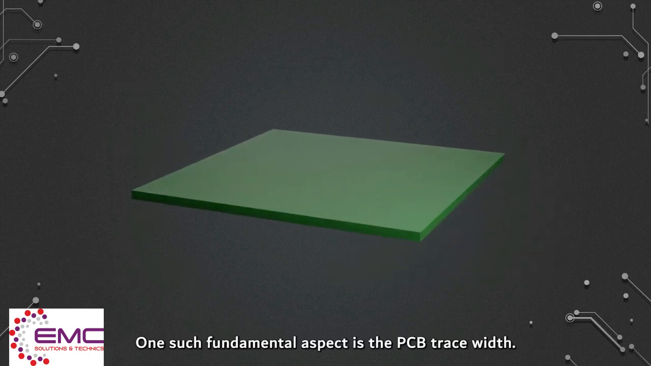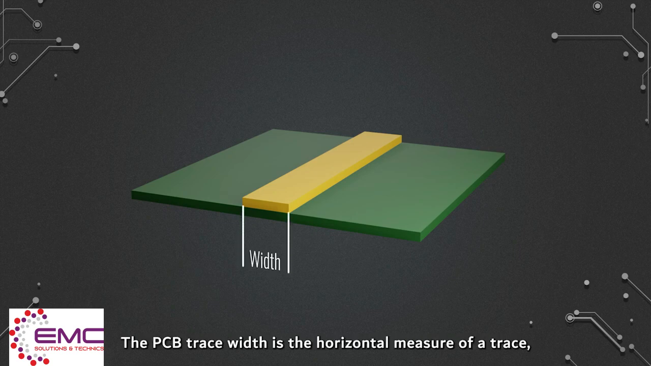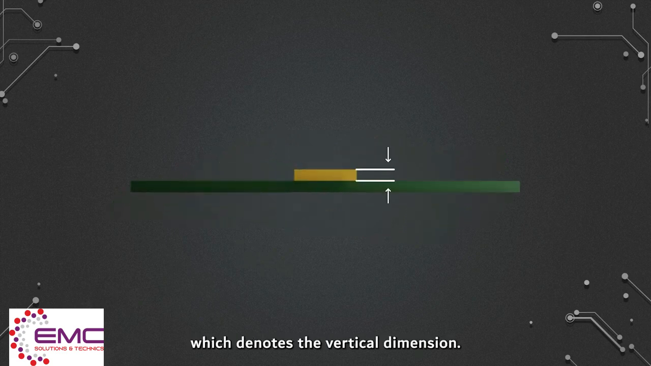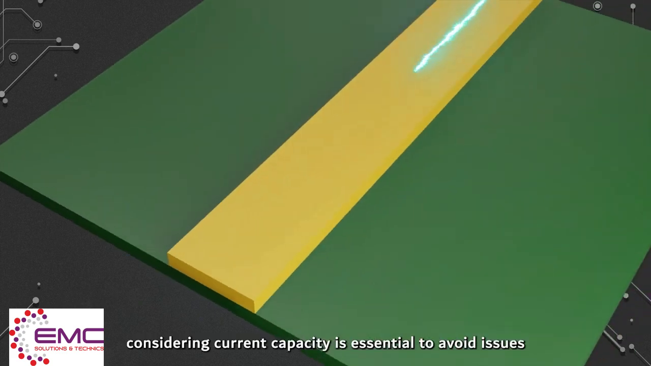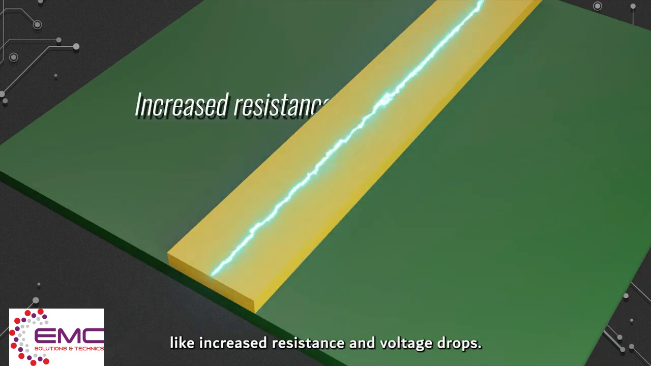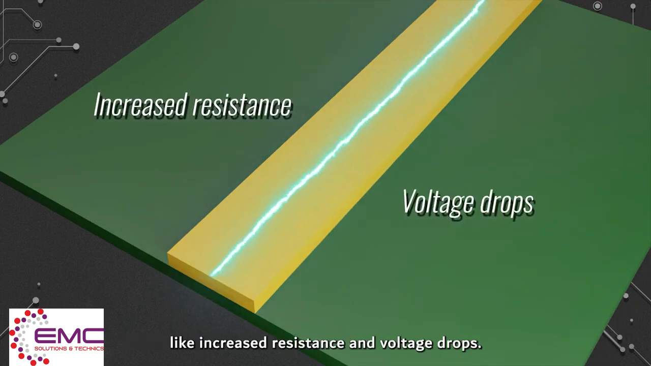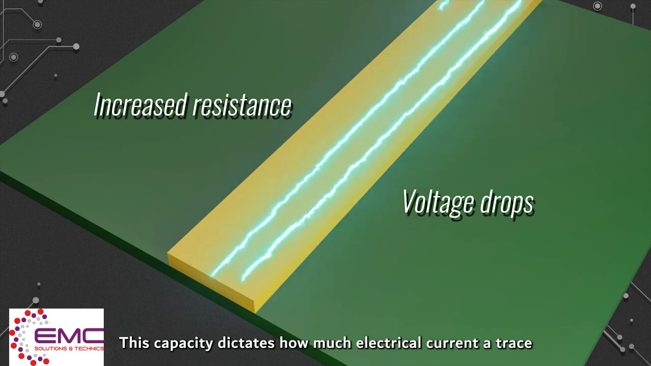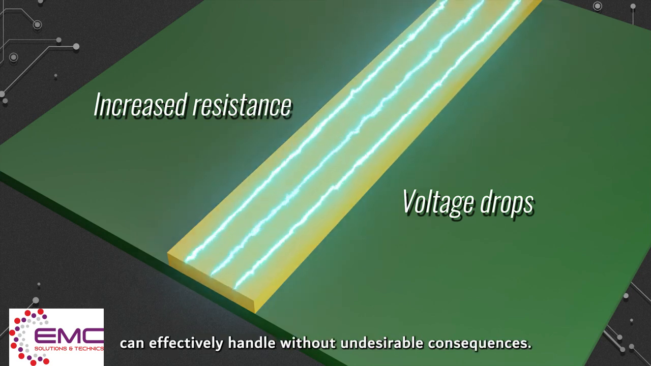One such fundamental aspect is the PCB trace width. The PCB trace width is the horizontal measure of a trace, distinct from its thickness, which denotes the vertical dimension. In trace width design, considering current capacity is essential to avoid issues like increased resistance and voltage drops. This capacity dictates how much electrical current a trace can effectively handle without undesirable consequences.